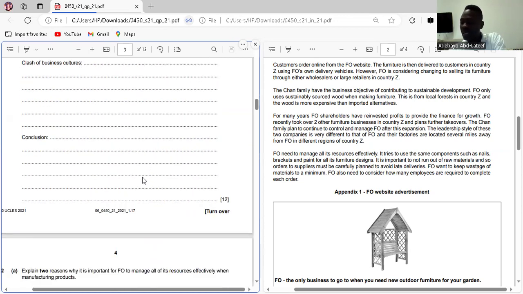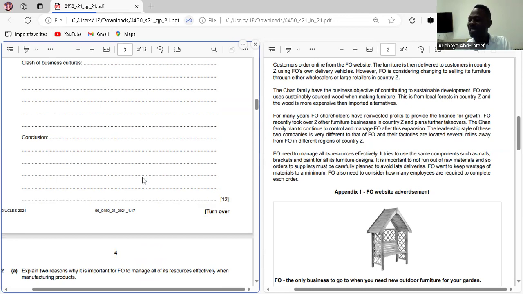So go to clash of business cultures as a result of takeovers. One, I wrote, they might have different ways of doing things. This may lead to conflict between staff because we have our way, you have your way. It might bring about disagreement or conflicts. Two, leadership styles might be different at the two companies. This may reduce productivity. Leader A is saying this, leader B is saying that. So which one do we follow?